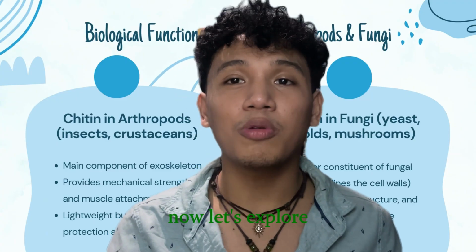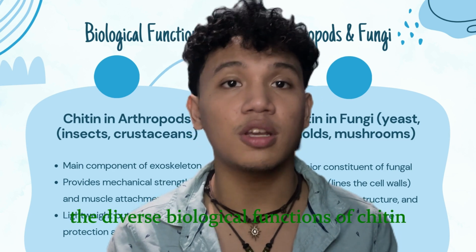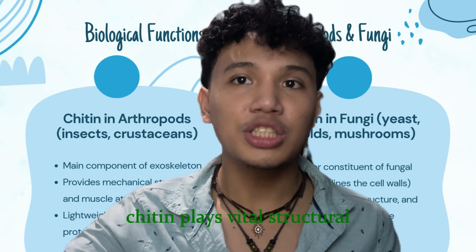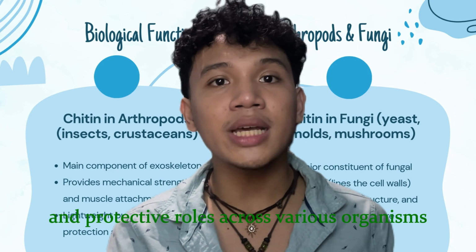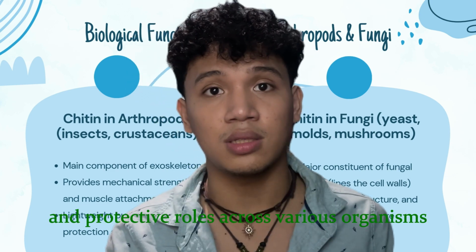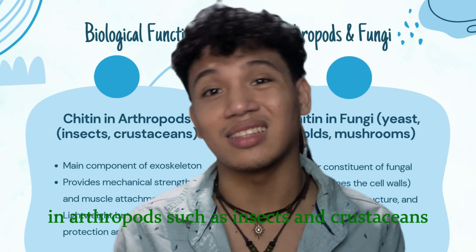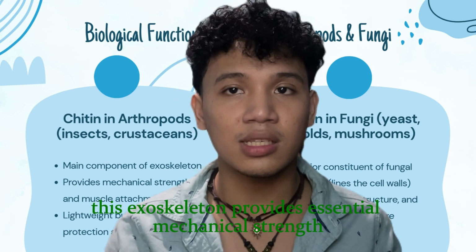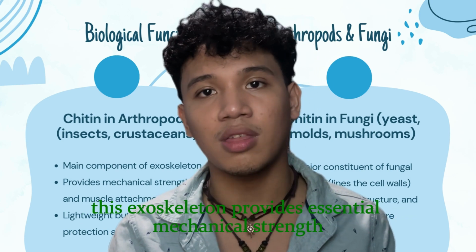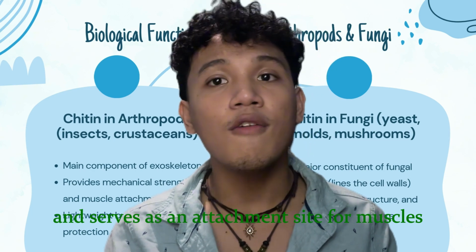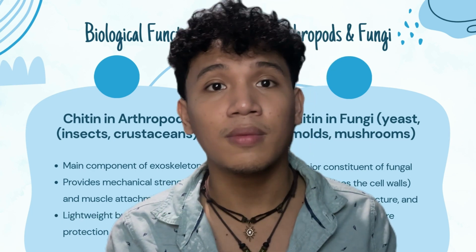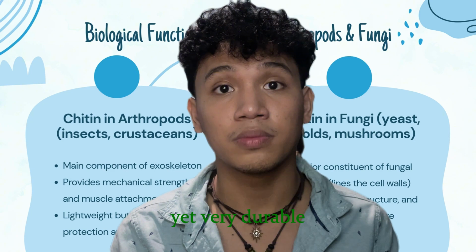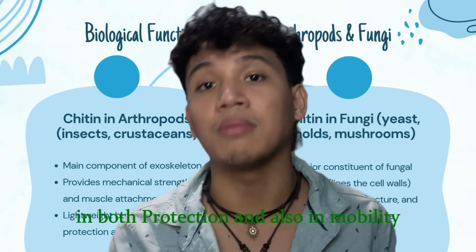Now, let's explore the diverse biological functions of chitin due to its rigidity, flexibility, and biodegradability. Chitin plays vital structural and protective roles across various organisms. In arthropods, such as insects and crustaceans, chitin is the main component of their exoskeleton. This exoskeleton provides essential mechanical strength and serves as an attachment site for muscles, enabling movement. It's remarkable how this exoskeleton is lightweight yet very durable, aiding in both protection and mobility.